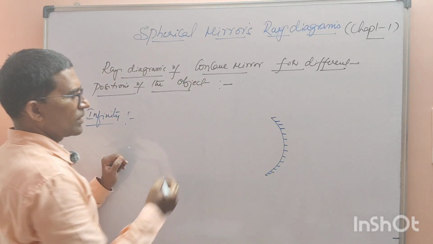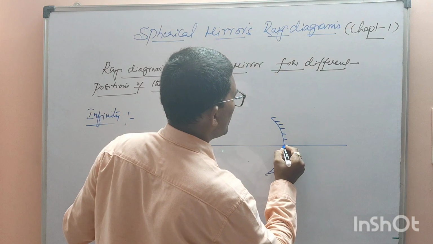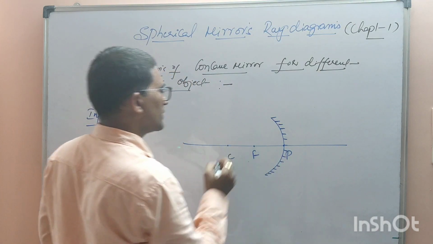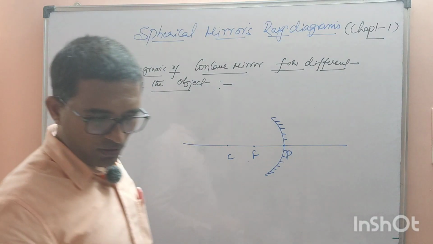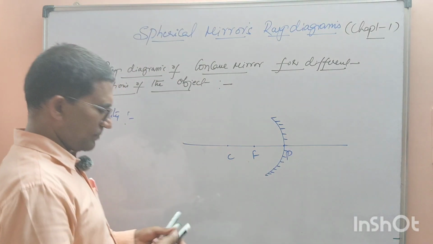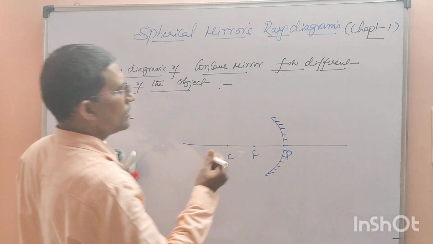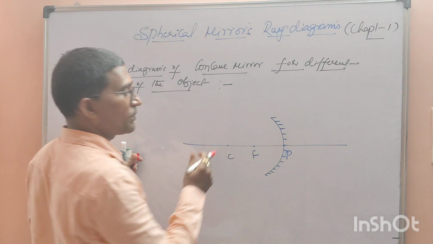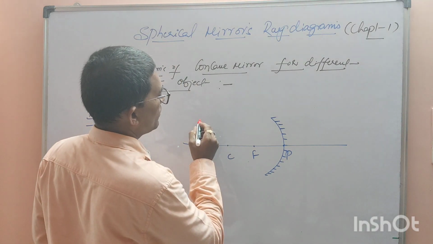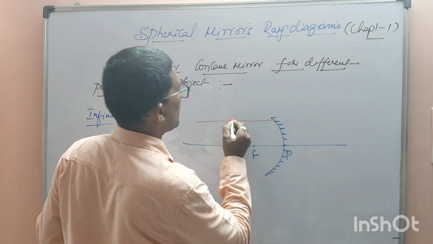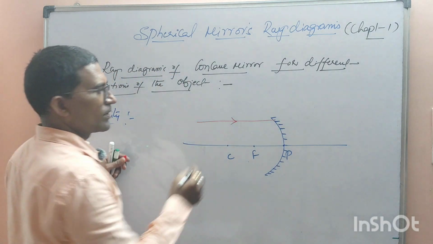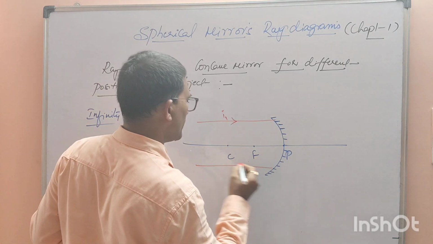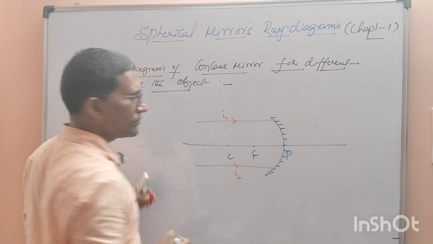Now, this is a concave mirror. Here we have the pole, the focus, and the center of curvature. All the light rays are coming from the object, which is at infinite distance, parallel to the principal axis. For example, the first incident ray is parallel to the principal axis. This is incident ray 1, and another incident ray I am going to draw here. This is incident ray 2, I2.